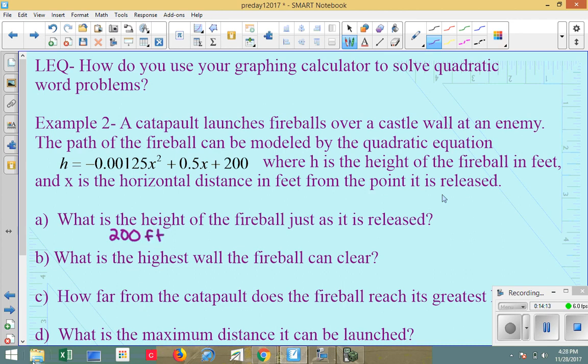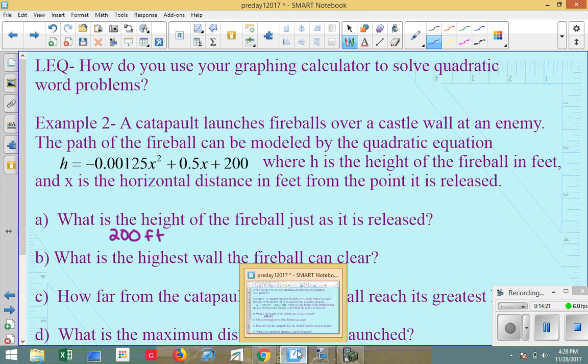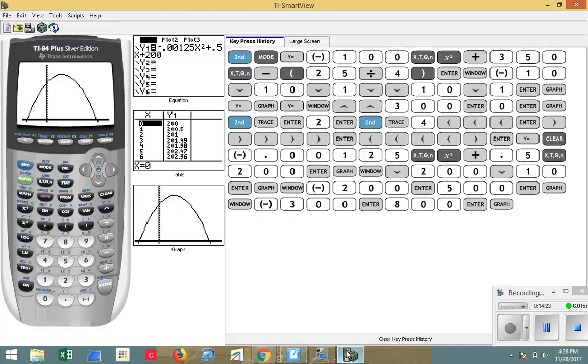Or if I want to use the calculator, I can. Remember, we're going to calculate the value when x is 0. So second, calculate, value is number 1, and then 0. Enter, and it's telling us 0, 200. So that's the other way to do it.